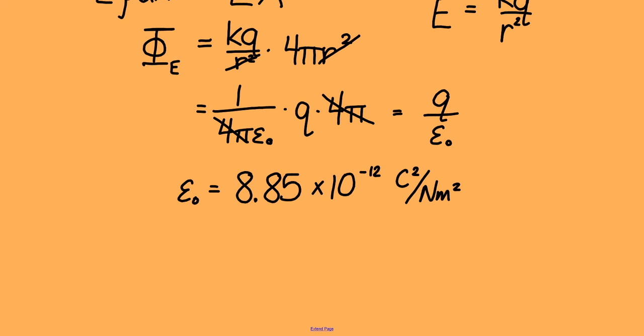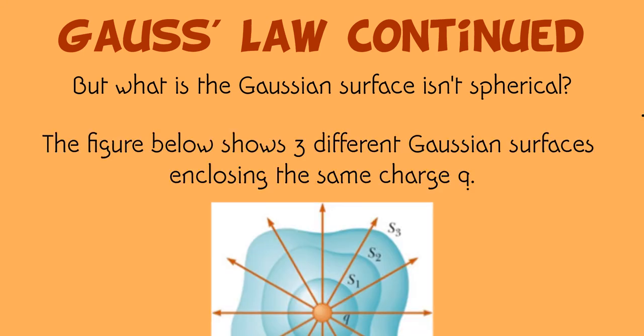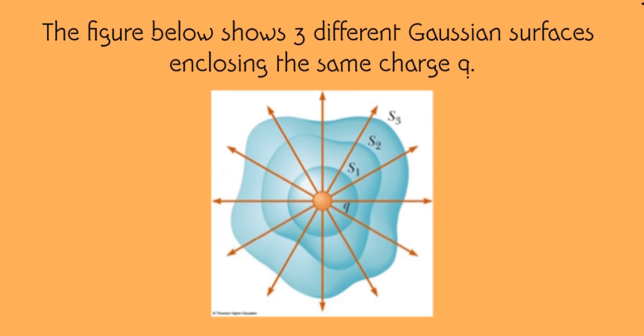Now, let's go a little bit further into understanding Gauss's law here. So what if our Gaussian surface isn't spherical? Let's look at some examples of that. This diagram I have here shows 3 different Gaussian surfaces. And those 3 different Gaussian surfaces, which remember is just another name for a closed surface, are enclosing the same charge Q. This inner one is spherical, but then these other two, S2 and S3, are some strange shape.